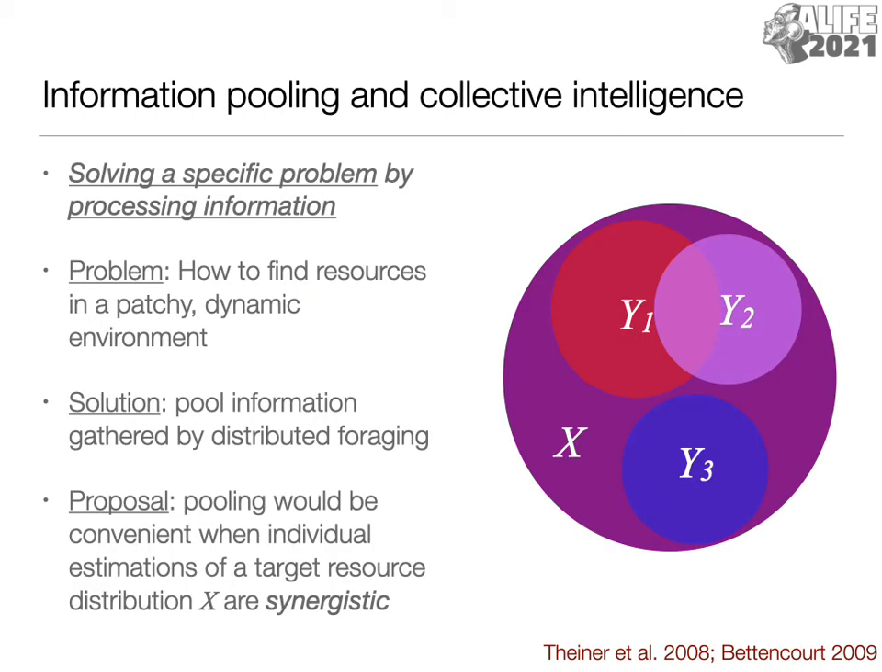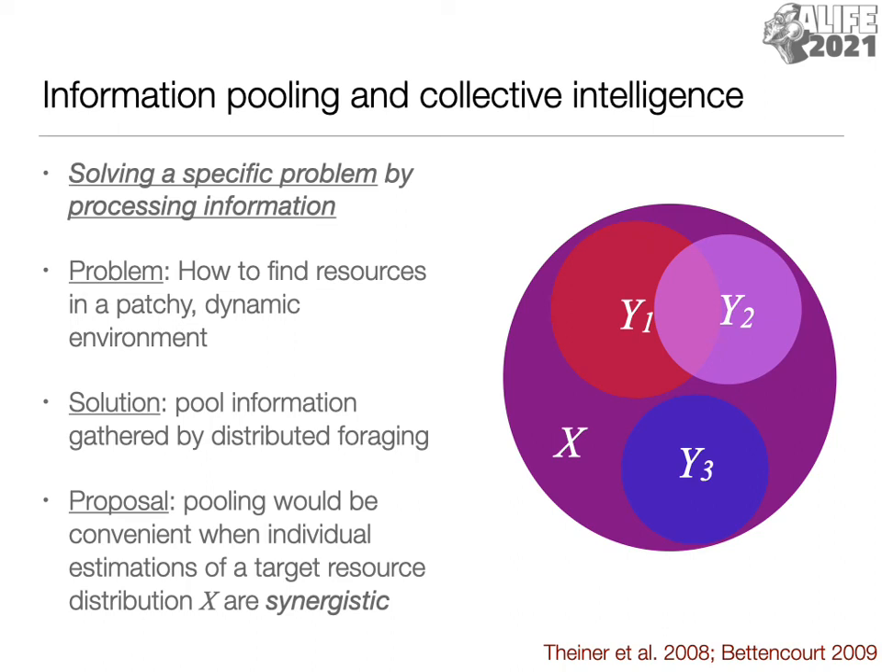So, wrapping this up, if we define intelligence as solving a specific problem by processing information, in the case we're dealing with here, the problem would be how to find resources in a patchy and dynamic environment. And the solution we propose, that spider monkeys are arriving at, is to pool information gathered by distributed foraging. The next step is to test whether this pooling of information is convenient, in the sense of being synergistic. That is, when the partial individual estimations of the whole or true distribution of resources are minimally correlated and complementary in their estimation of the target distribution.